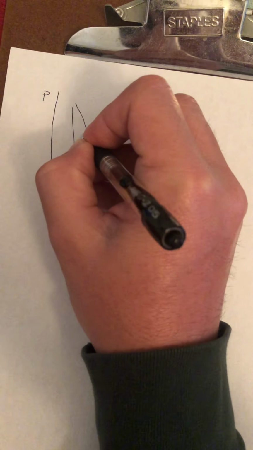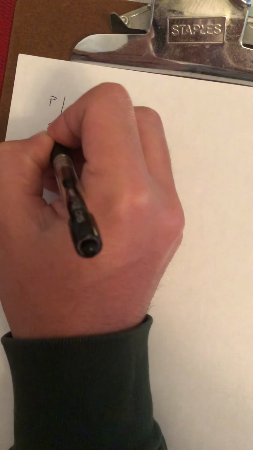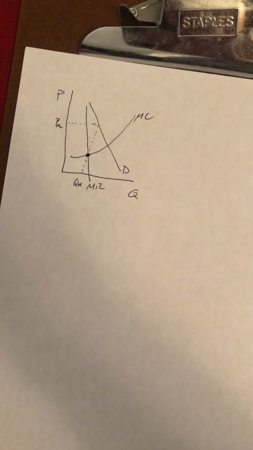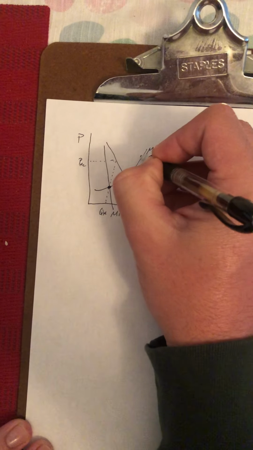Then again, we go straight up until we hit the demand curve. And this is the price that we would have in monopolistic competition. Okay, so QM and PM are our labels. Then it says the area of loss, because again, they're operating at a loss. So again, our ATC curve has to be above the price.